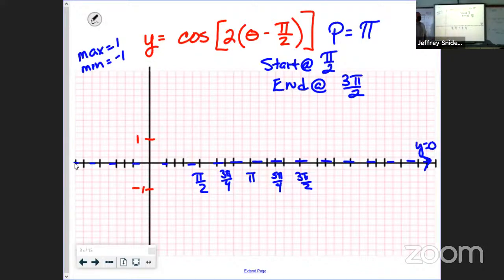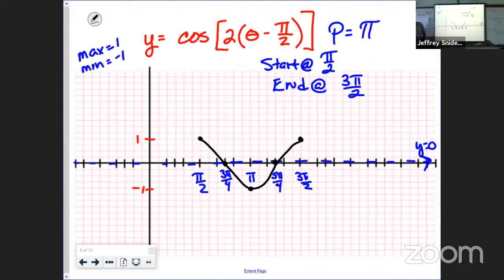So it's a cosine. Cosine starts on a maximum, right? So here it's going to start right here. Then it's going to go through the midline. Then it's going to go to a minimum. Then it's going to go back to the midline and then up to a maximum. So there it is. Okay? That's one cycle.